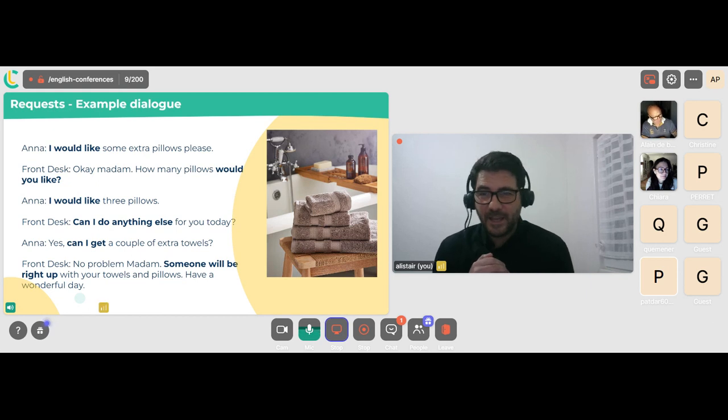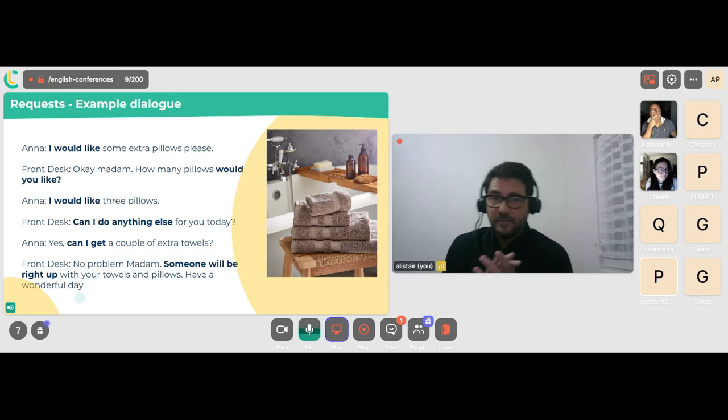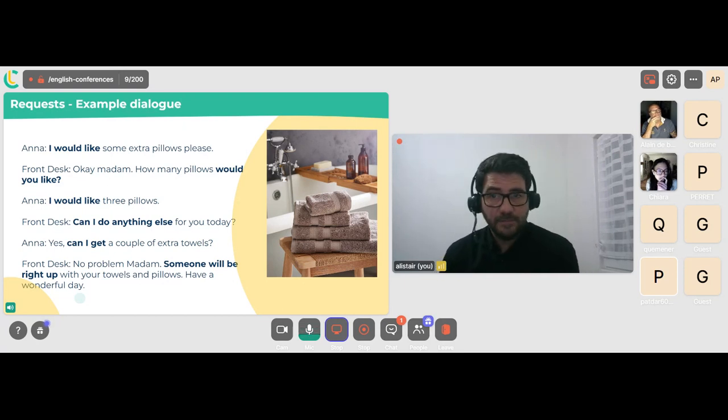Anna: I would like some extra towels, please. Front desk: Okay, madam. How many pillows would you like? Anna: I would like 3 pillows. Front desk: Can I do anything else for you today? Anna: Yes. Can I get a couple of extra towels? Front desk: No problem, madam. Someone will be right up with your towels and pillows. Have a wonderful day.